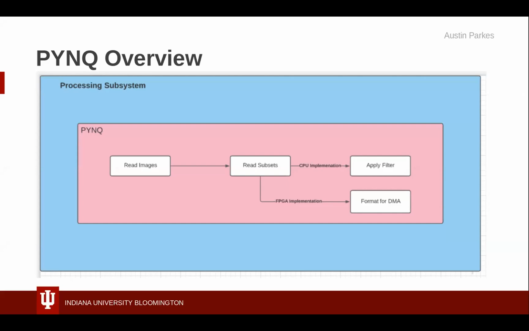So first, how we started off was reading images. And from those images, we have subsets within the images, where going on to the CPU implementation, we can just apply filters and do convolution on each subset. For the FPGA implementation, though, we have to format each subset for DMA. And you'll see this as I continue talking about it a little more.